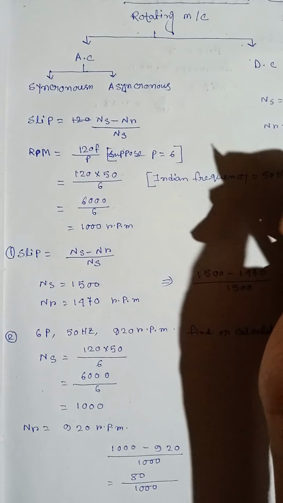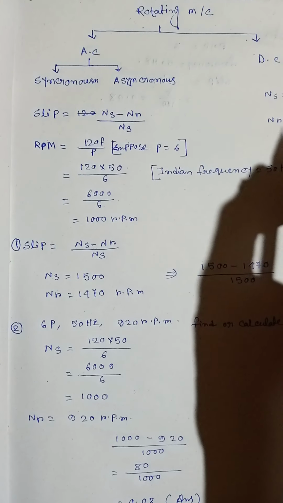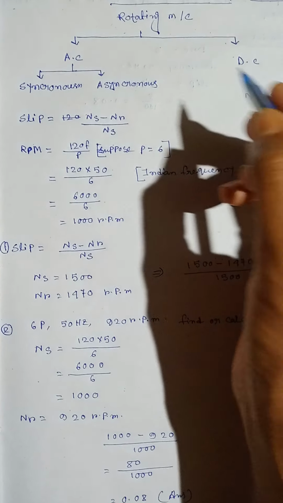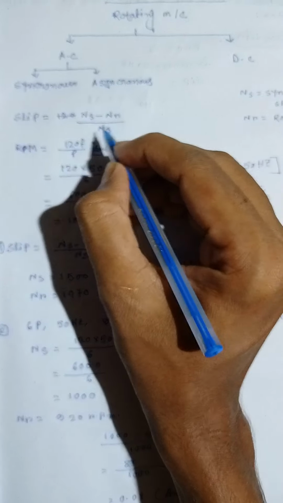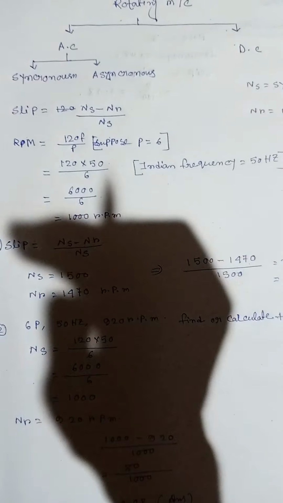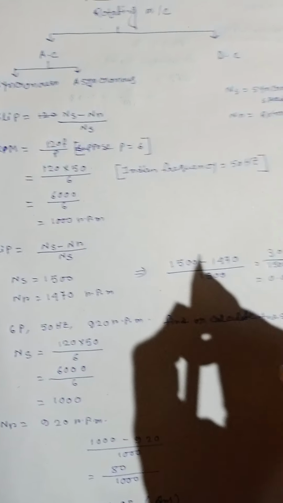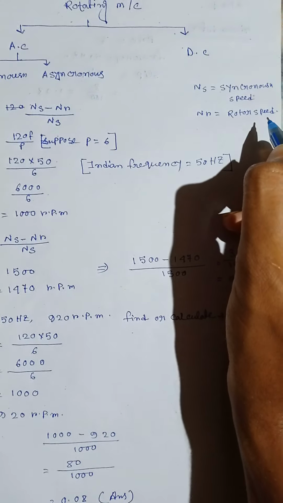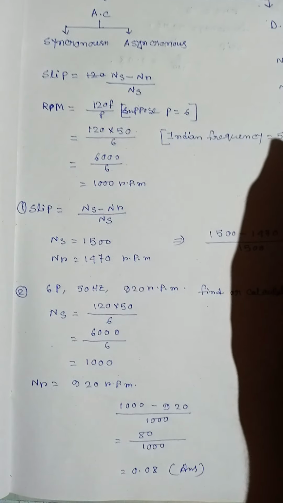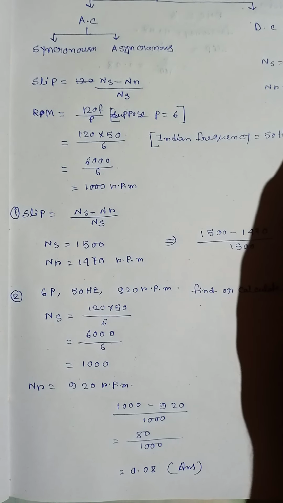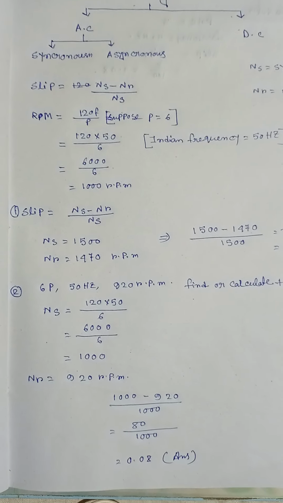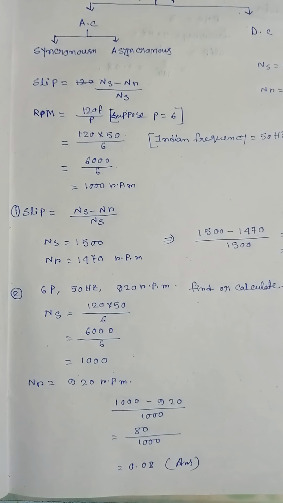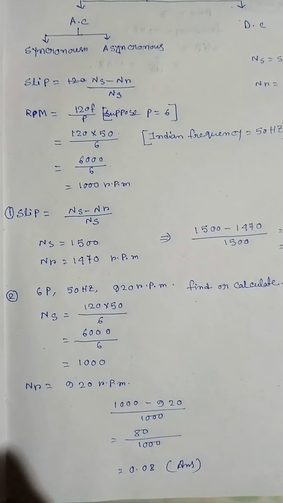Okay. And slip. What is slip? When you calculate the slip, we consider this equation: ns minus nr divided by ns, where ns is the synchronous speed and nr is the rotor speed. And rpm. The full form of rpm is rotations per minute. rpm equals 120 f by p, where f is the supply frequency and p is the number of poles.